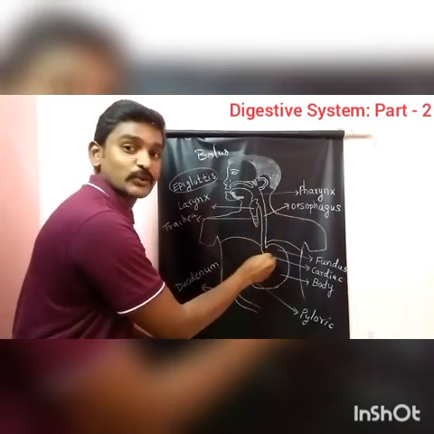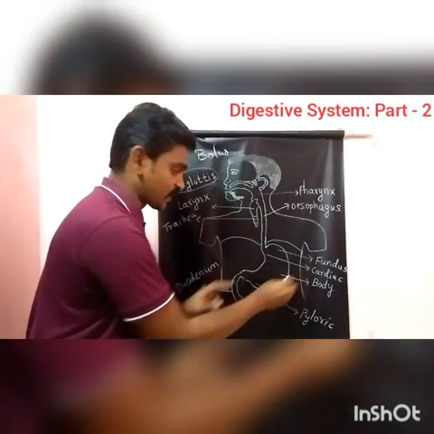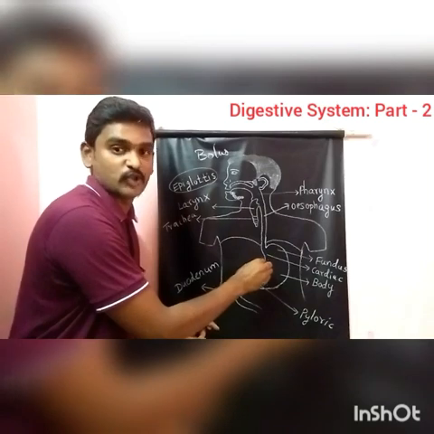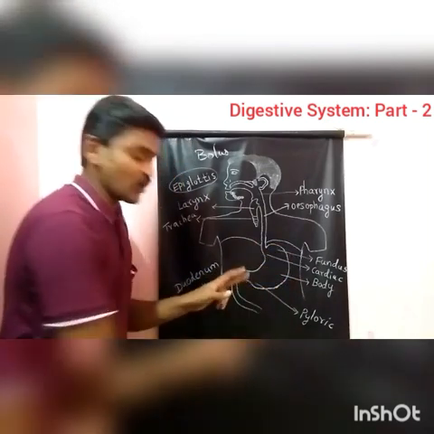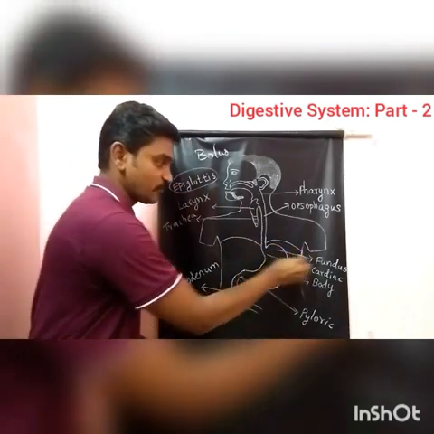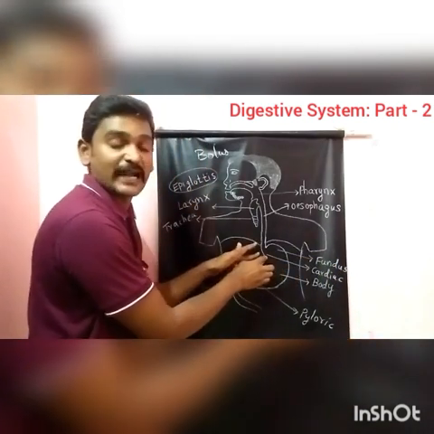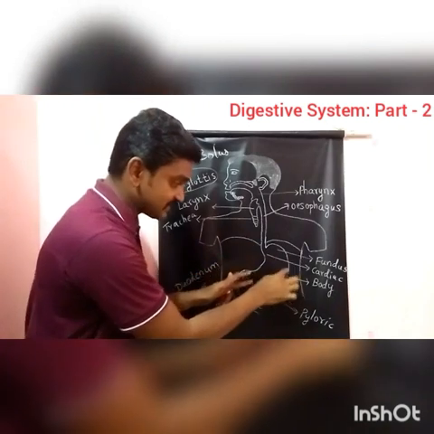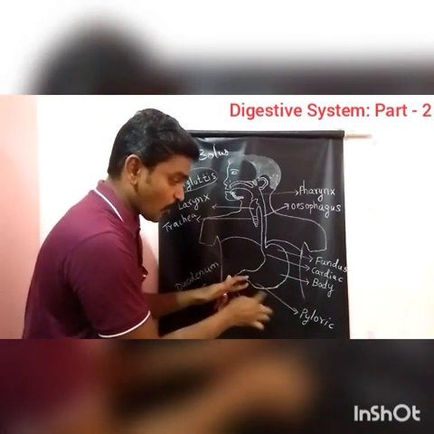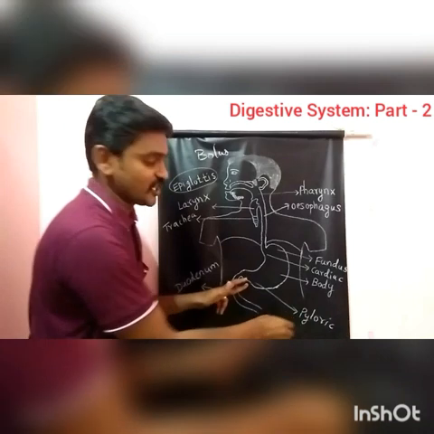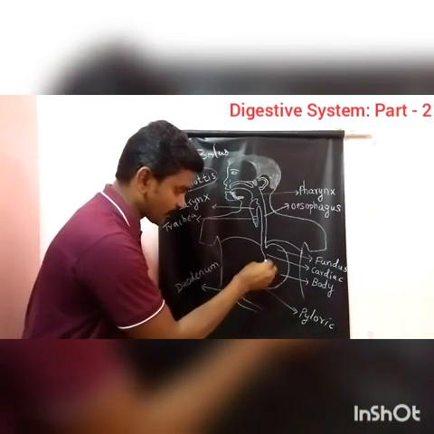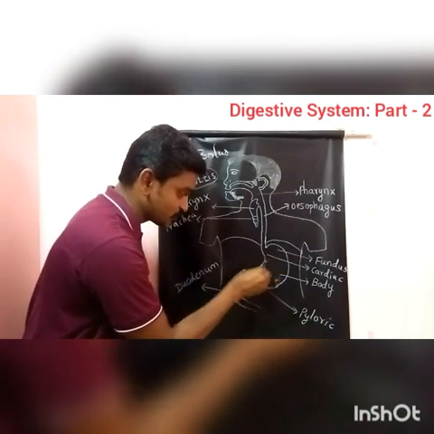So the esophagus only connects to the stomach, which is J-shaped. The stomach consists of 4 parts actually. The topmost part is called the fundus, and then here it is called the cardiac portion, and this is the main body, and the bottom is called the pyloric region. And inside the stomach, here you can find gastric juices.